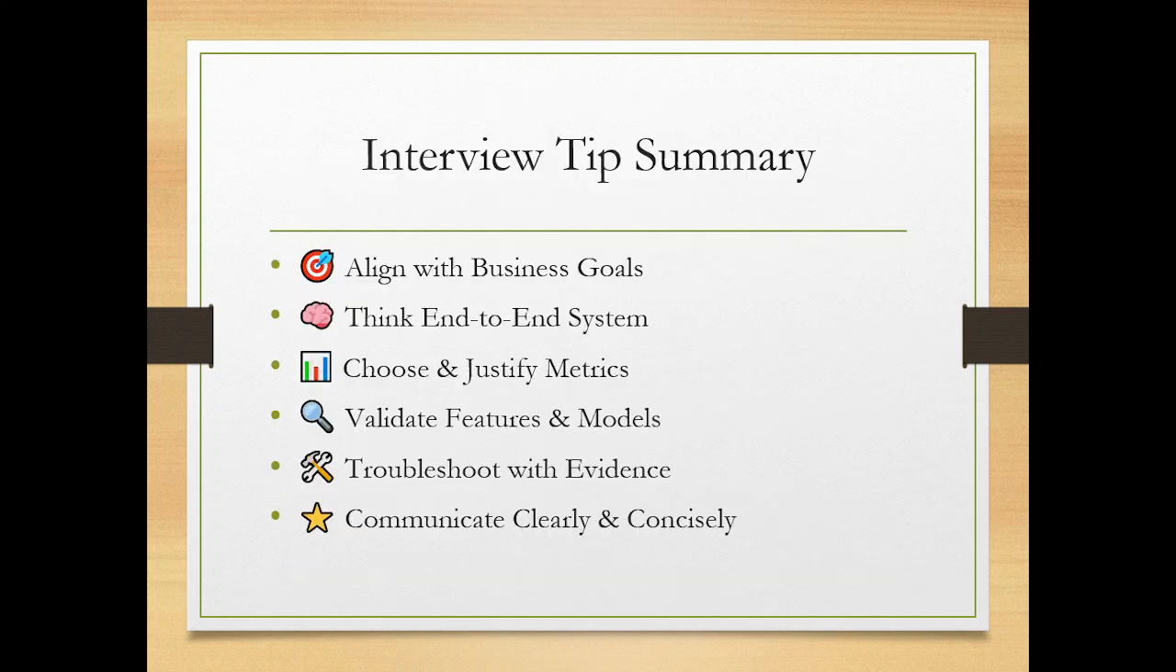So whenever we want to develop such a system, we should always align it with the business goals, and we should think in an end-to-end system manner. We should think right from capturing the data till the time that it gets deployed. We should justify what metrics we are using and why we are using them, validate the features and the models, and also troubleshoot with evidence. So when we are trying to troubleshoot, we should understand that this is what is giving me lesser accuracy, and so I move ahead with that. And all this has to be communicated clearly and concisely.